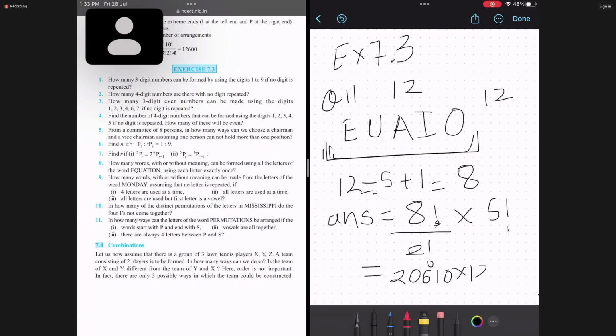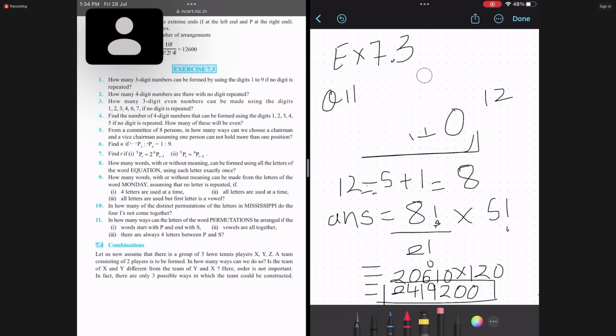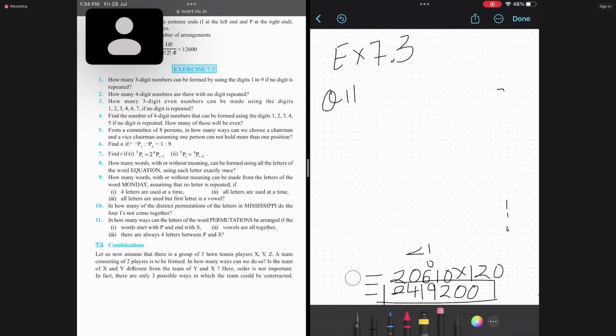20160 into 120, and that is in fact nothing but 2419200, right? So that is your final answer, and that is how the second part of the question is solved. Correct. Moving on to the last part of the question and of the exercise.